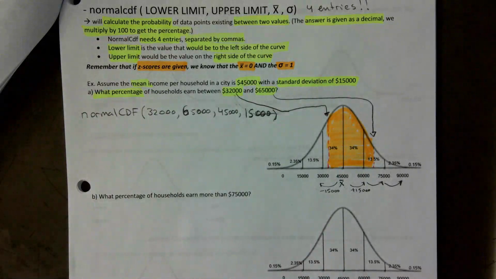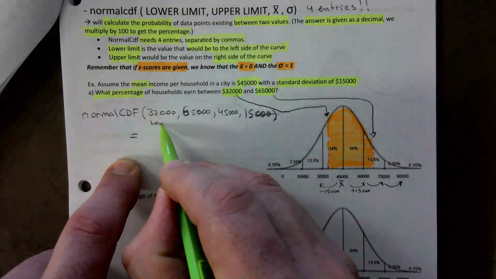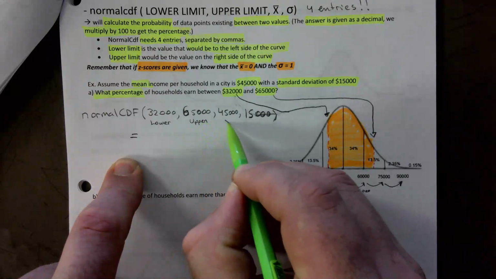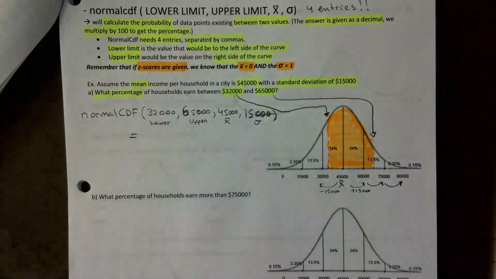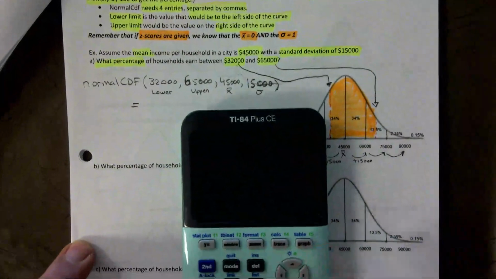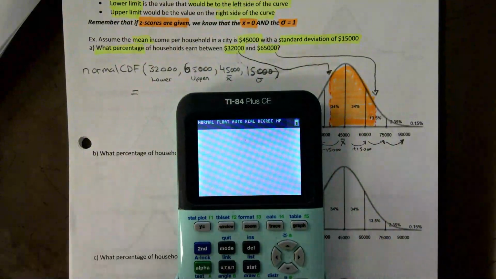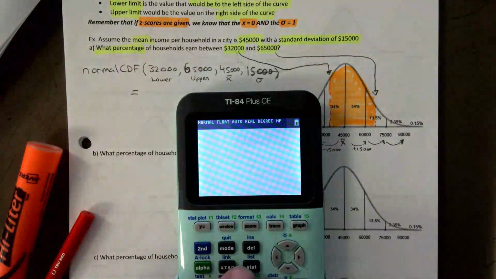Okay. Got it? So let's press that. What are we going to get there? Oh, this is lower. This is upper. This is the mean. And that's a standard deviation. So you've got the 4 entries. So grab your calculator. These are the easier cases where you have the upper and the lower. Sometimes it will not give you the lower or the upper, and I'll show you how to deal with that.